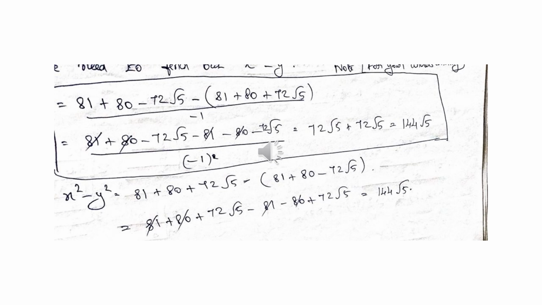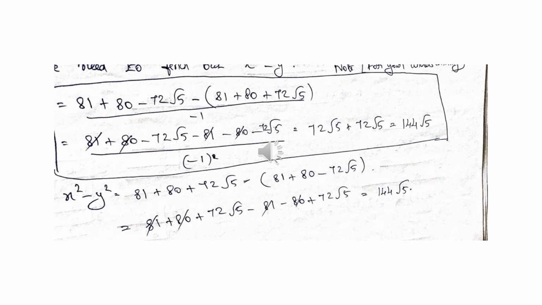Now we'll see the fourth sum. Fourth sum, what they have given: find the values of a and b in each of the following. We need to find the values of a and b. The first sum is 2 plus root 3 by 2 minus root 3. So first we need to rationalize. For that we should take 2 plus root 3. So the numerator and denominator should get multiplied by 2 plus root 3. Okay, the answer we get is 7 plus 4 root 3.